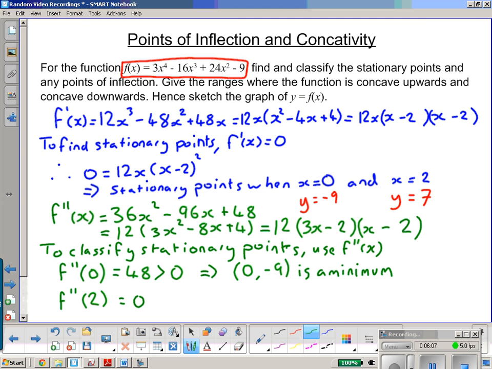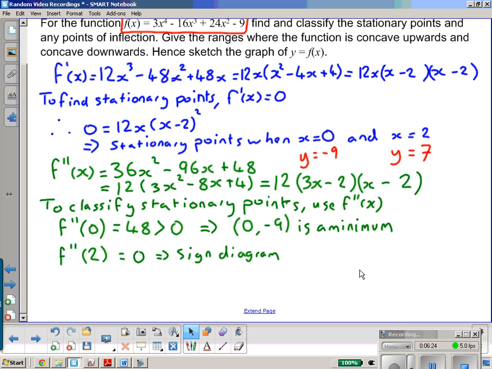And remember, if it's equal to 0, that means we need a sign diagram. So in this case, let's just scroll down a little bit to get more space. In this case, for the sign diagram, we've got 2 is the only one we're interested in. We don't need to worry about the 0. So we've got our x values and our f dashed of x values. And we're going to look at 2, we know it's equal to 0. We take a point either side, 1 and 3.